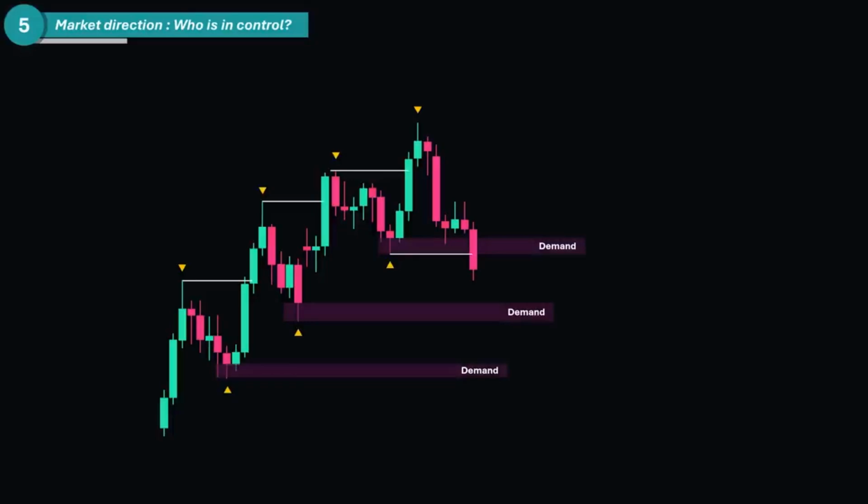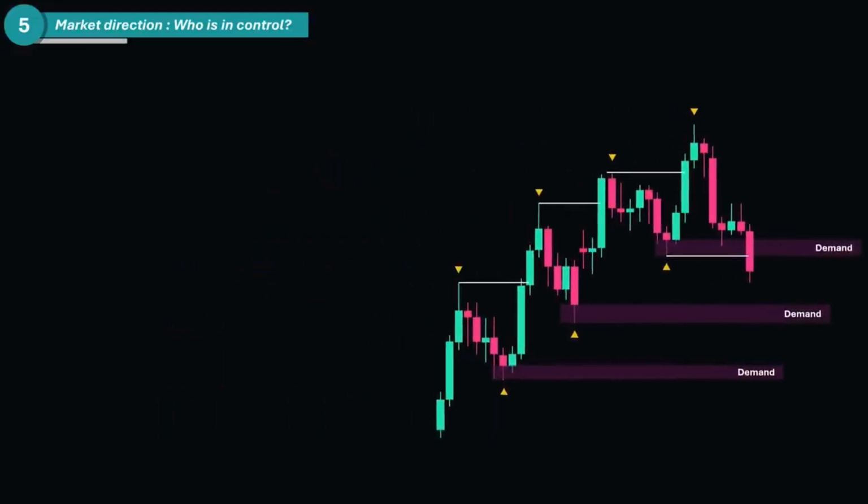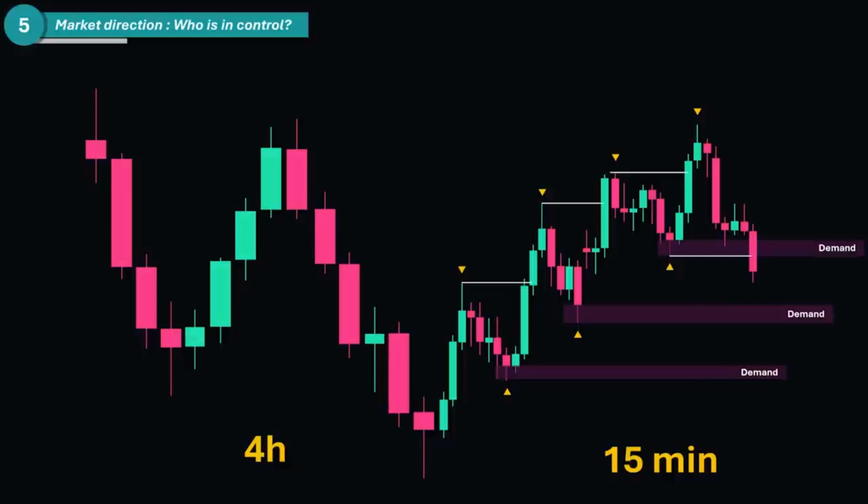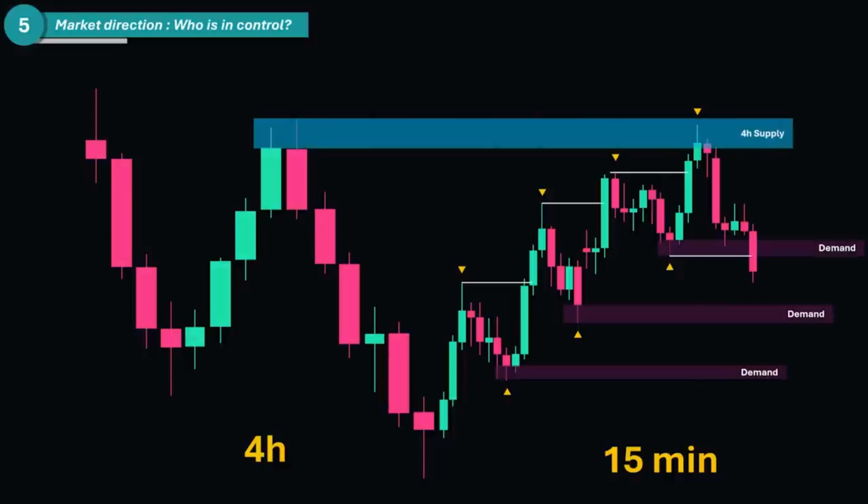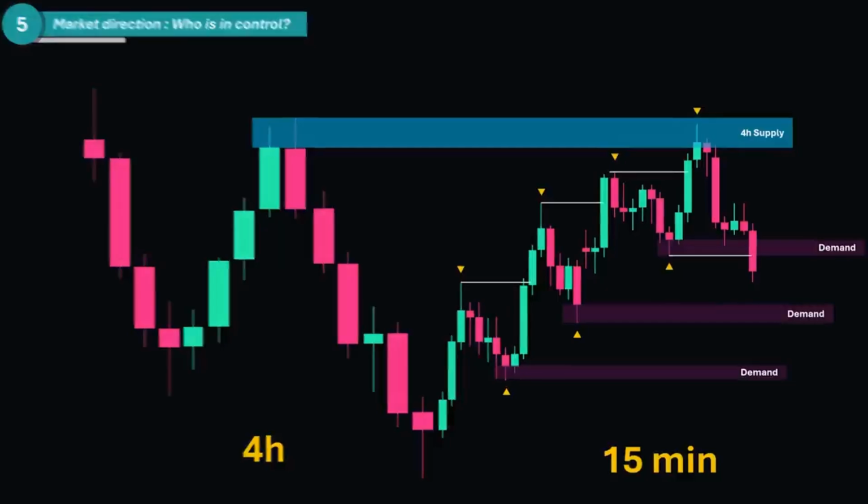But the important thing you must keep in mind is the fractal nature of the market. Now, what does the fractal mean? It means that this uptrend formation can just be a correction in a higher time frame. So now that the price has tapped into a higher time frame supply zone, it has the power to change the direction in the lower time frame. Now we have a fight between supply and demand, and there is a high chance that the higher time frame will dominate and push the price lower.